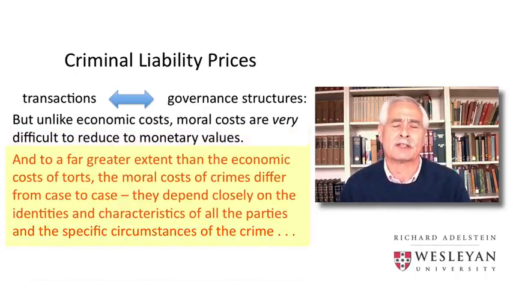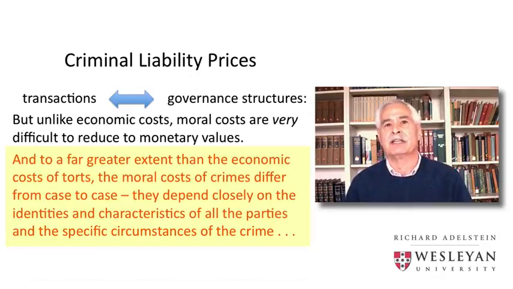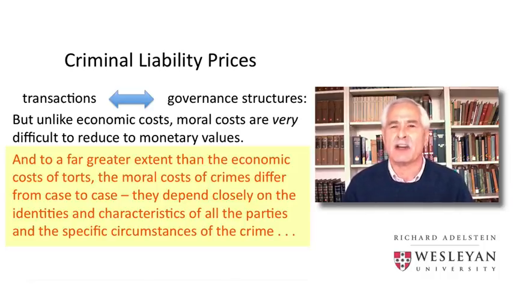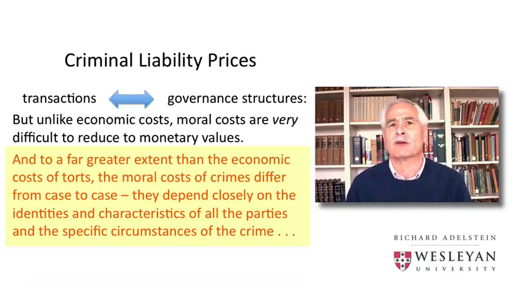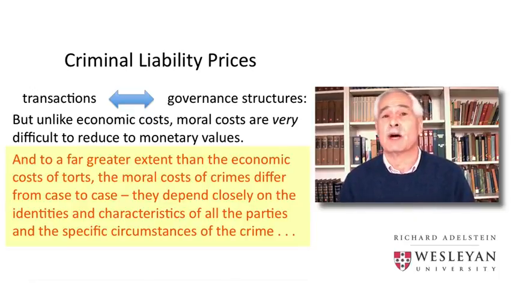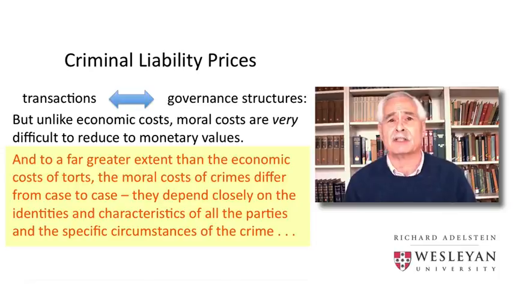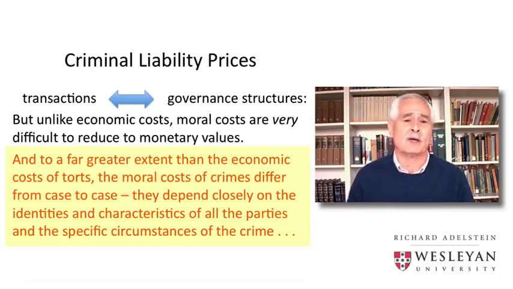A second difference between the costs of torts and the costs of crimes is that, to a far greater extent than the economic costs of torts, the moral costs of crime differ from case to case. Moral costs are radically individualized. They depend extremely closely on all of the circumstances of the case. It matters who the victim is. It matters what kind of person the victim is. It matters who the perpetrator is and what kind of person the perpetrator is. And it matters the circumstances that the crime was committed in. Was there an excuse? Was there a justification? Was there a provocation? Was this an especially heinous offense because of some characteristic of the offender or the victim? And so on and so forth.